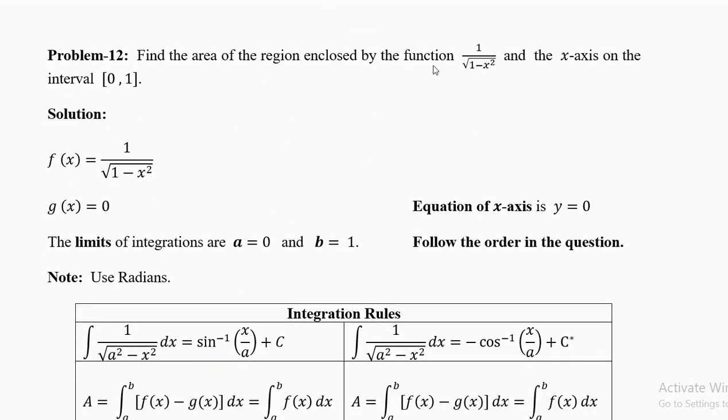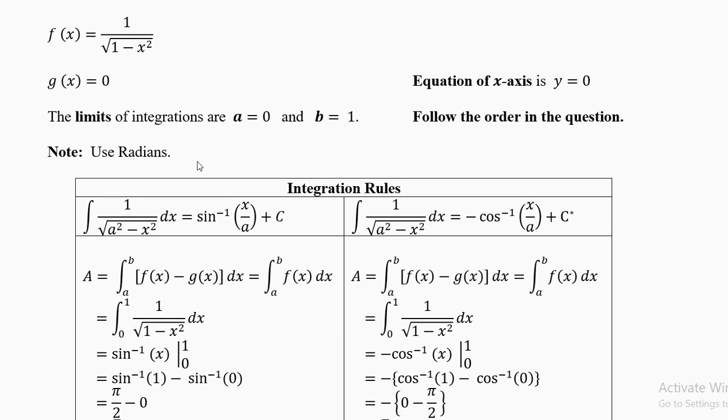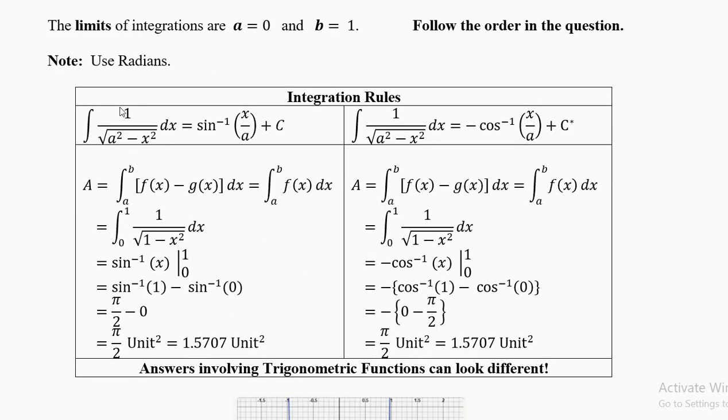Find the area of the region enclosed by the function 1 over the square root of 1 minus x square and the x-axis. X-axis means y equals 0, g of x equals 0, f of x equals 1 over the square root of 1 minus x square. Now, in the last question I said we can also write minus cot inverse, but here also the situation is the same. When you integrate 1 over the square root of a square minus x square, you will get sine inverse x by a plus c, and if you want to use the cosine function, you will get minus cos inverse x over a plus another c. The two c's will differ, so we call it c star.